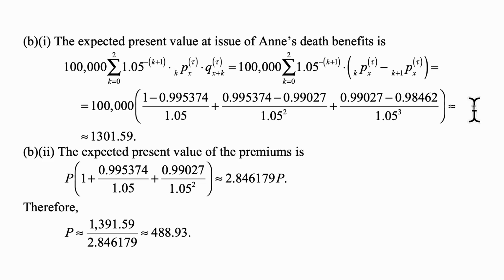Part B, part 2, the expected present value of the premiums is P times 1 plus the probability of survival of 1 year over 1.05 plus the probability of survival over 2 years over 1.05 squared. That's approximately 2.846179 P, and therefore P is approximately, because these two are equal, because we're using the equivalence principle, so 1301.59 is equal to 2.846179 P.